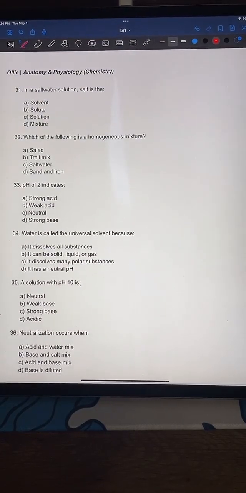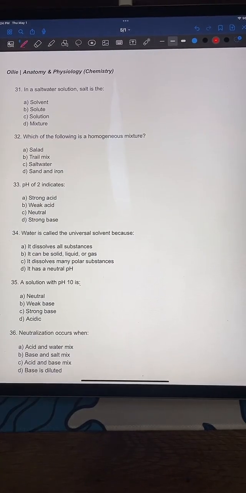Number 31, in a saltwater solution, the salt would be.